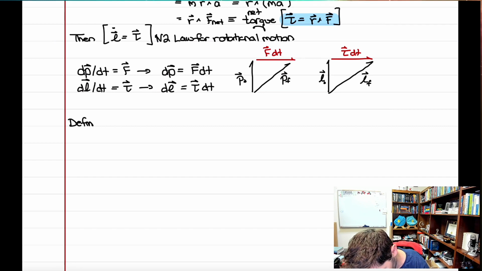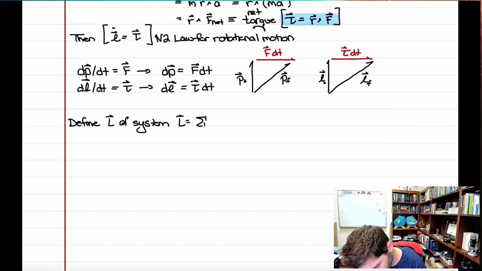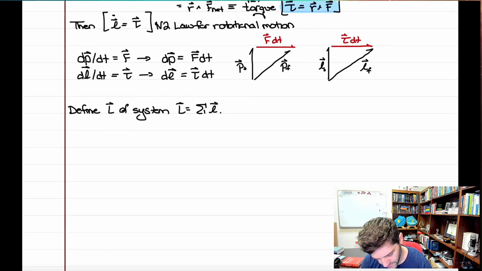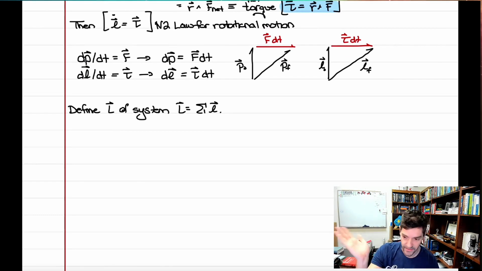So let's ask ourselves. Let's define the L of the system in just the same way, as the sum of all the individual angular momentums of the particles within the system. And then ask ourselves, what is the derivative of this? And do we then get something that looks like, say, net external torque instead? So the proof, jumping to the end, yes, we do.